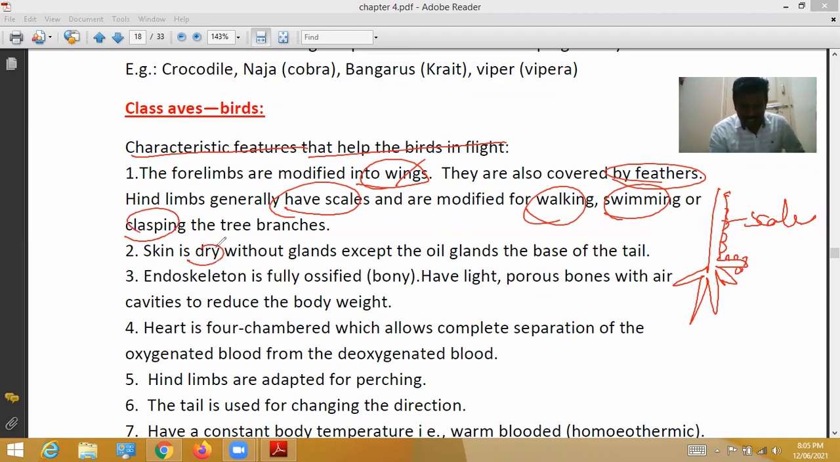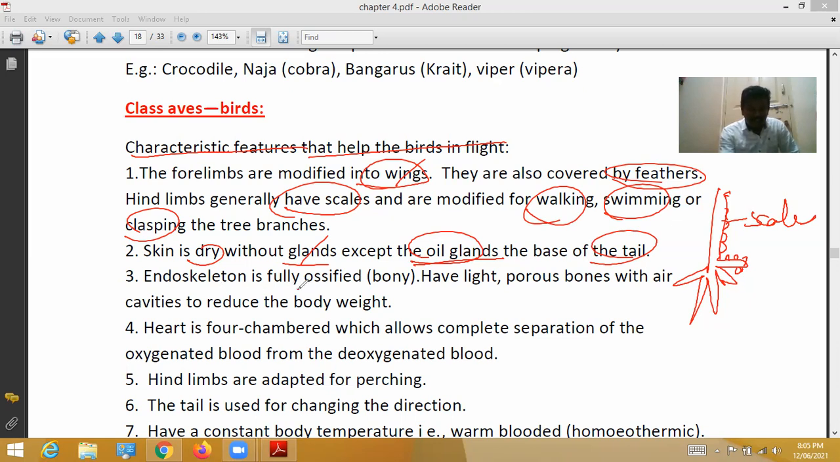Skin is dry without glands. Generally, the bird's skin is dry without any glands, except the oil glands. Sweat glands are absent except oil glands. Those oil glands are at the base of the tail. At the base of the tail region, oil glands are present.